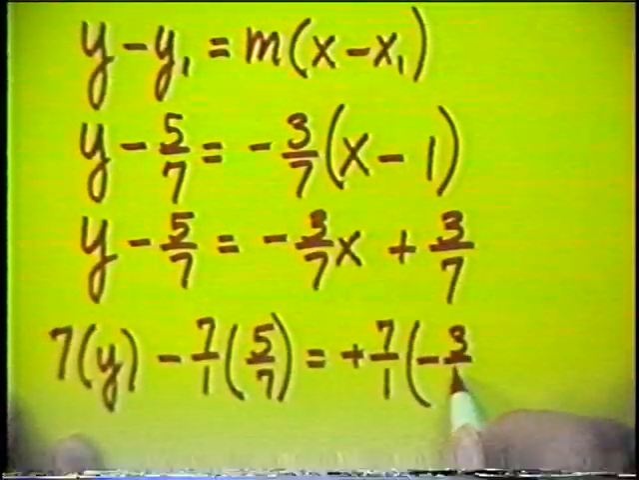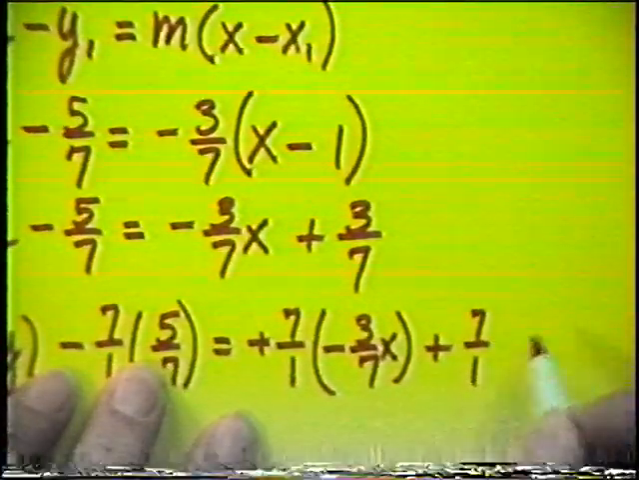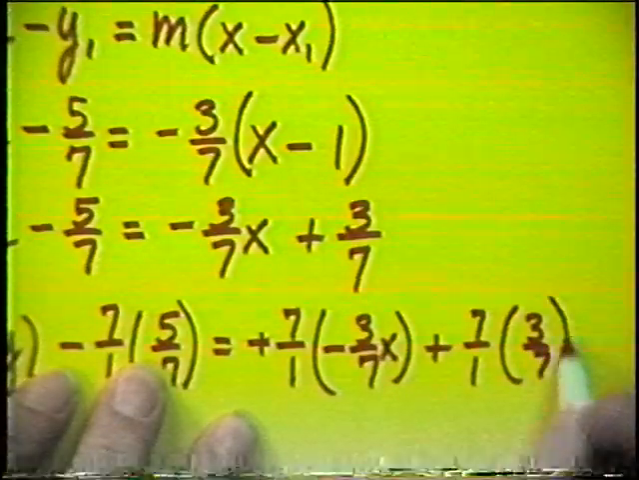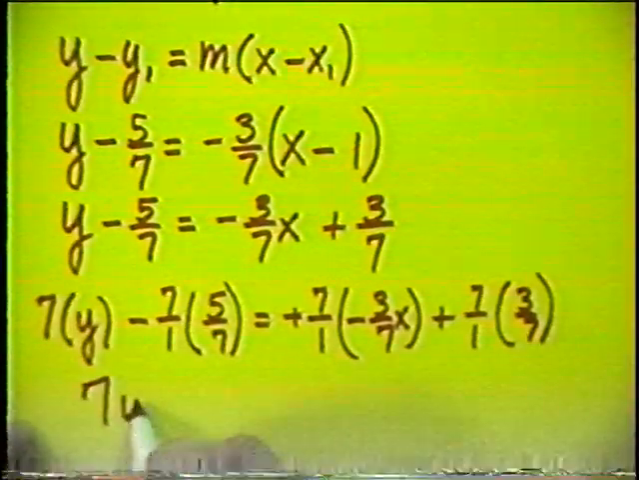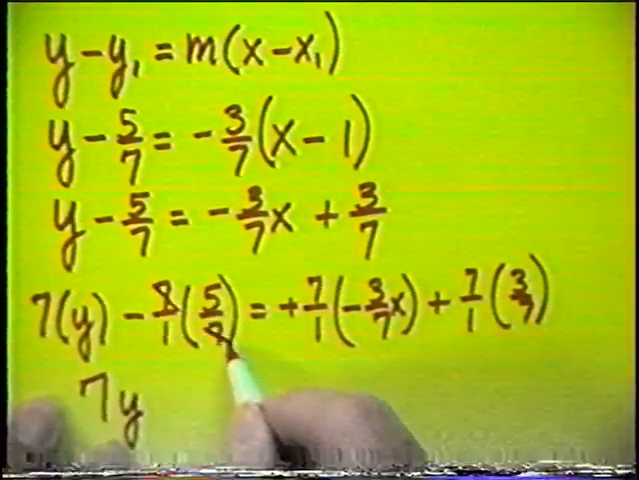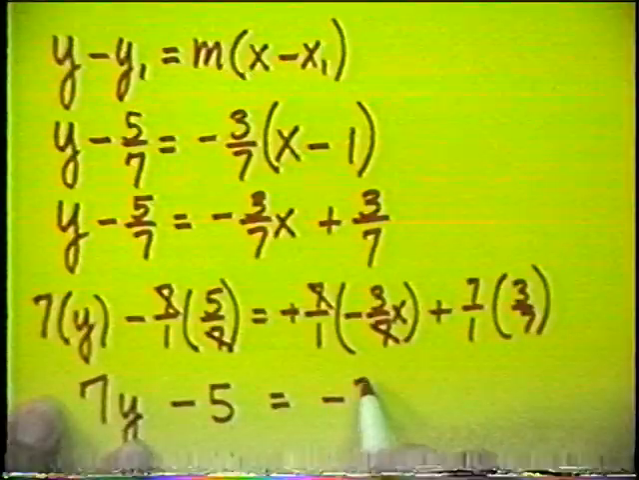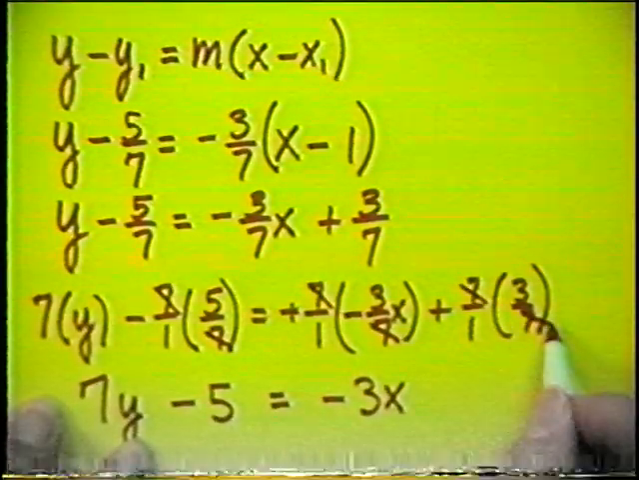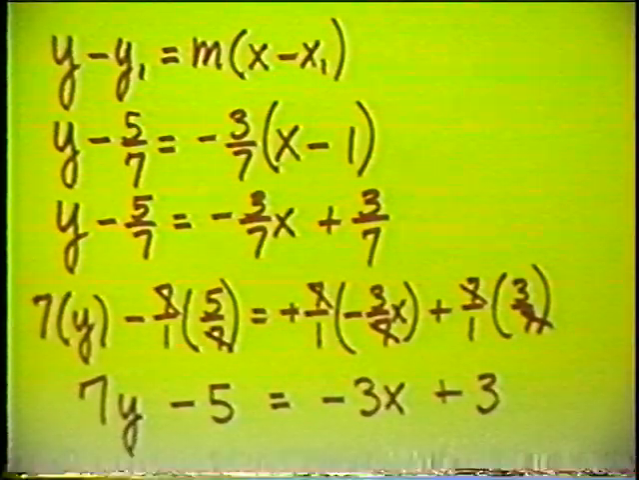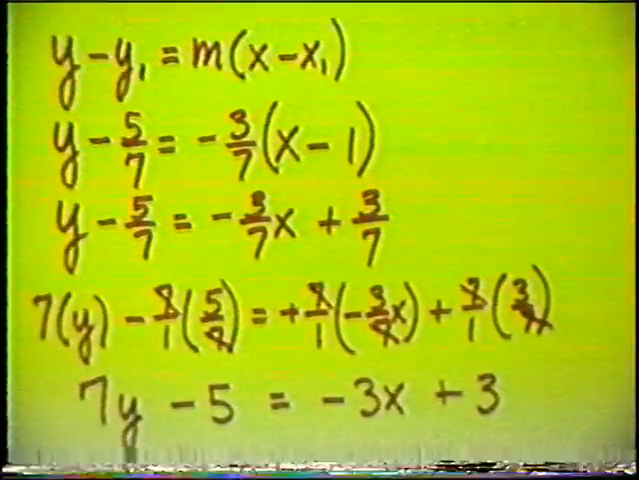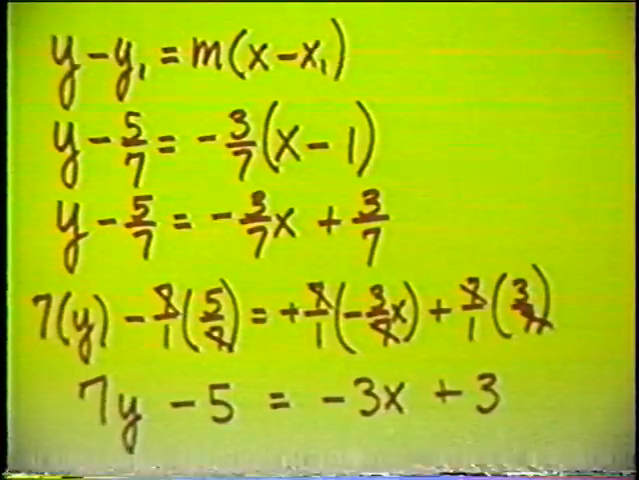I was looking at the negative in front of the 3/7, so I put a negative there. When I do that, I'm going to get 7y, and this will cross out, so it'll be minus 5 equals, this will cross out, and I'll have a negative 3x. This will cross out, and I'll have plus 3. The reason I got it wrong is I didn't have a negative in front of the 3/7 up in the second step right there.